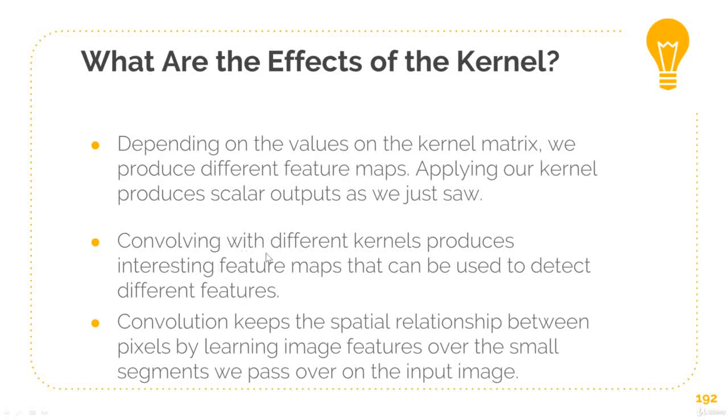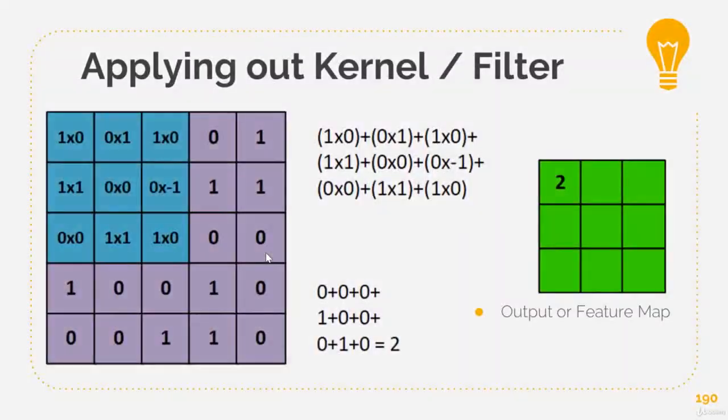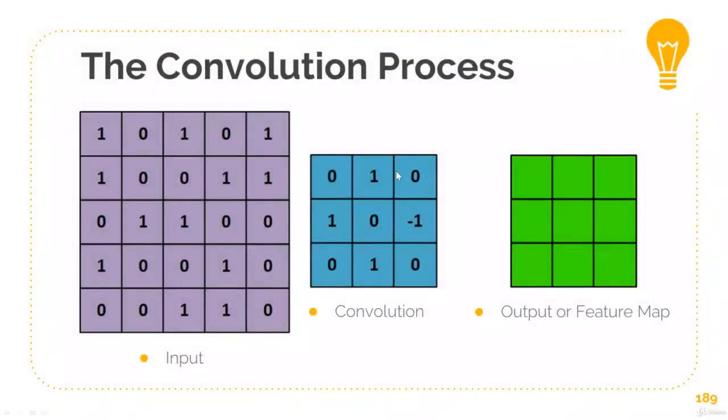So imagine we have several filters here, each with different sets of values. And we're sliding them over here, we're producing different feature maps. So what this means now is that we've processed the input image into basically features that have been extracted.